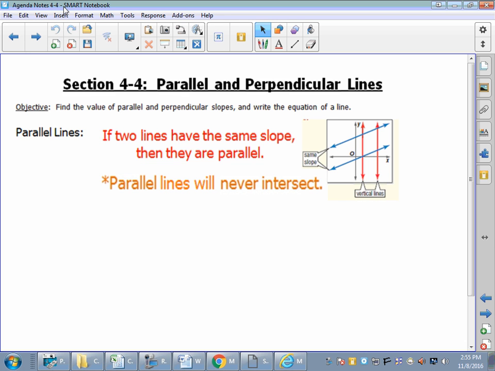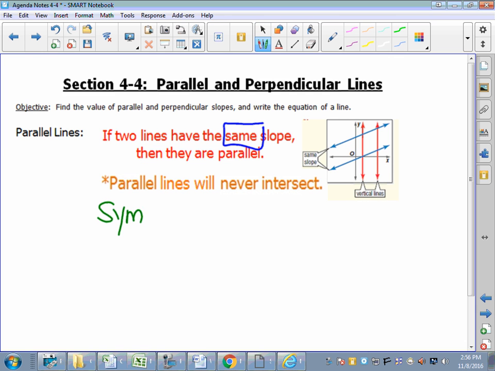If two lines have the same slope, identical, both of the slopes are 1/2 or both of the slopes are -5/6, then they are parallel. The symbol for parallel lines looks like the double L in parallel.